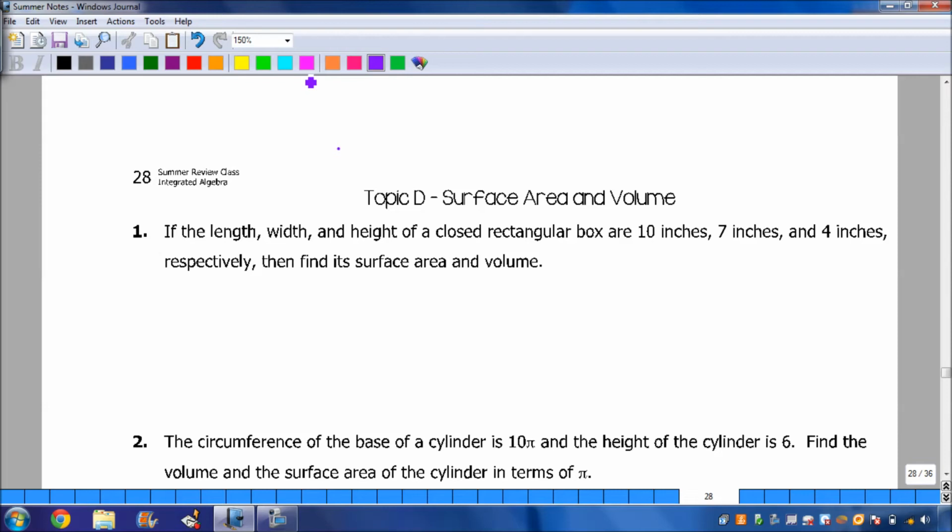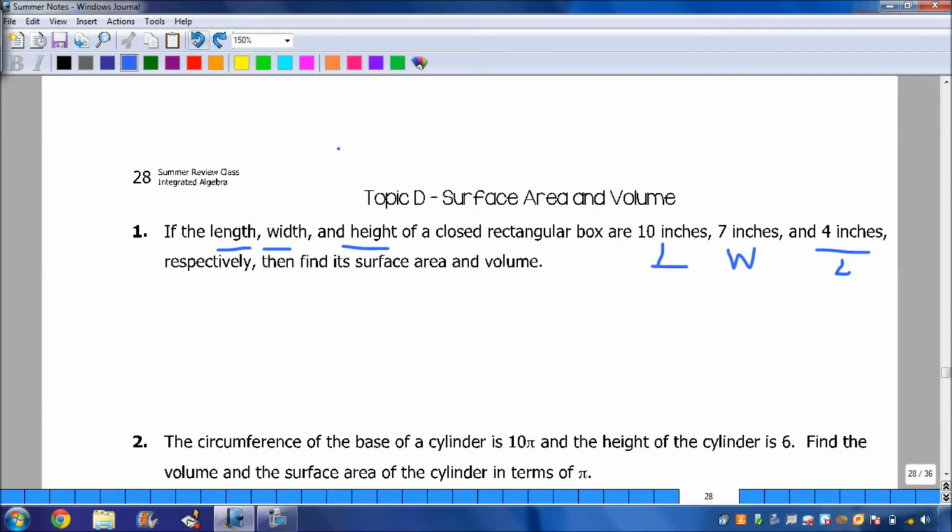All right, surface area and volume. Question number 1: if the length, width, and height of a closed rectangular box are 10 inches, 7 inches, and 4 inches, respectively, so respectively means in that order, that means this is the length, this is the width, and the height would have to be 4. Okay, so this should say height.